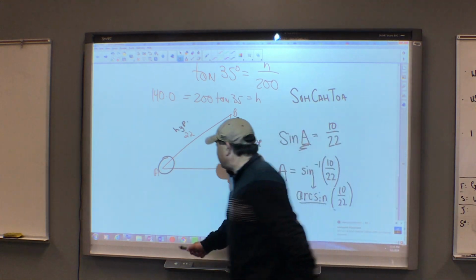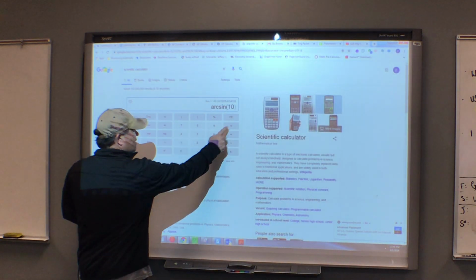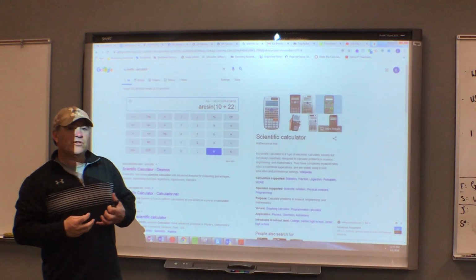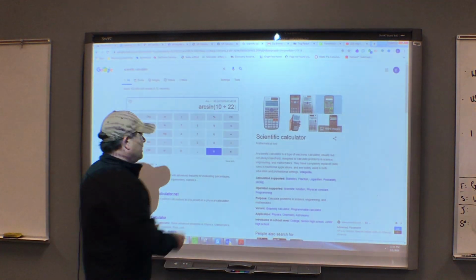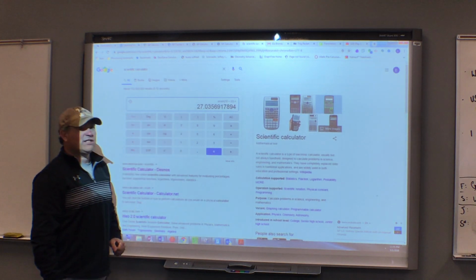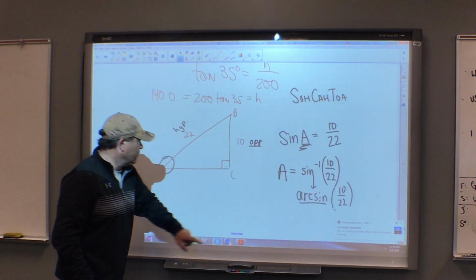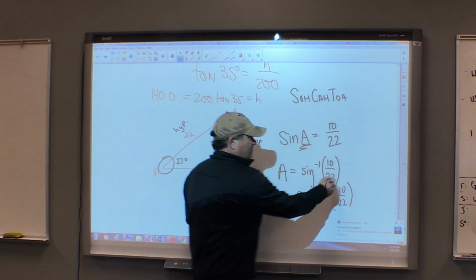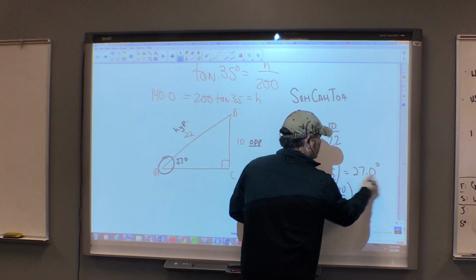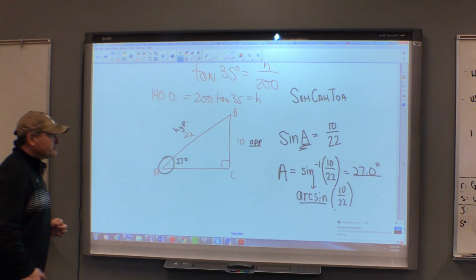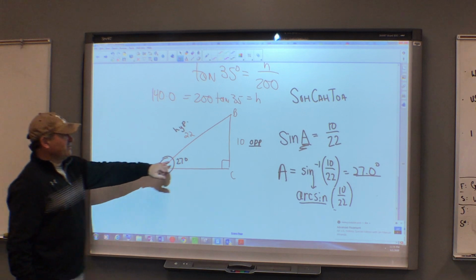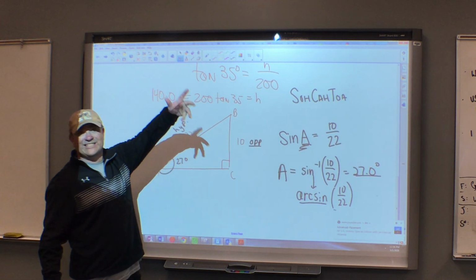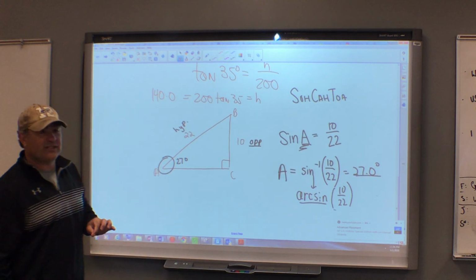So, going back to here, I would like to do the arcsine of 10 divided by 22. I'm still in degrees mode, so sine inverse or arcsine should push back at me an angle. When I hit equal, 27.0. So that's telling me this is coming out to be 27.0 degrees. Now, obviously, if that's 27, I could figure out the other angle as well: 90 minus that gives me 63 degrees.